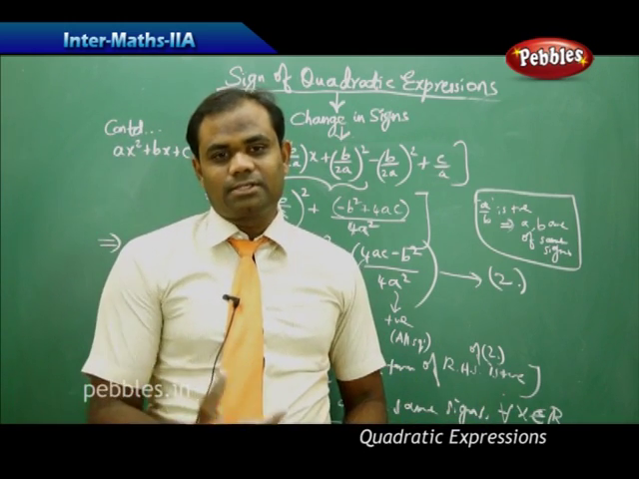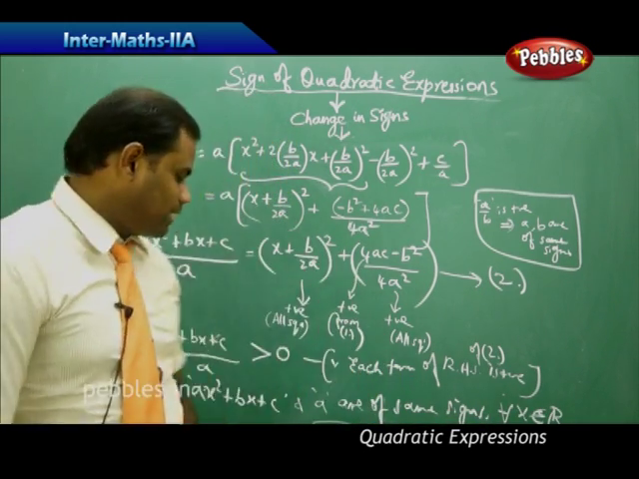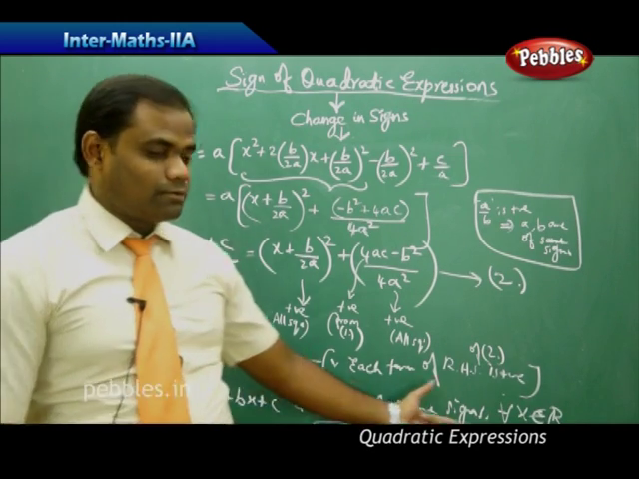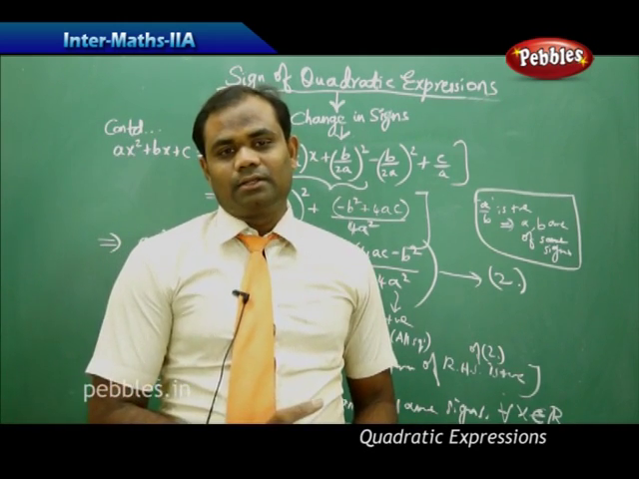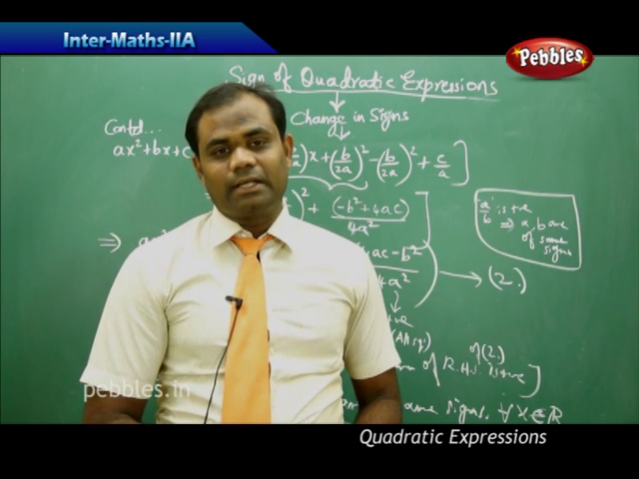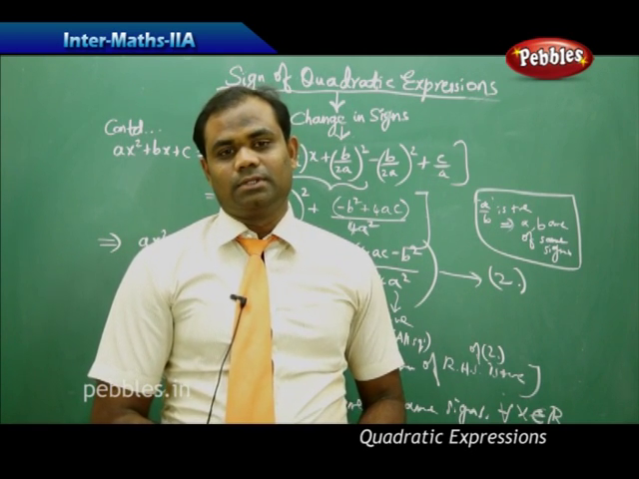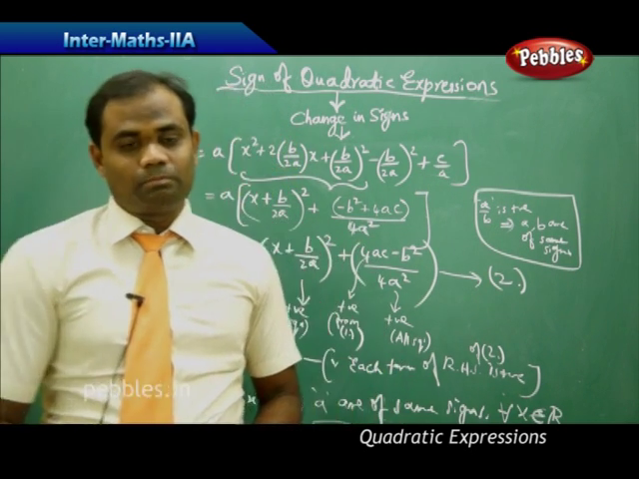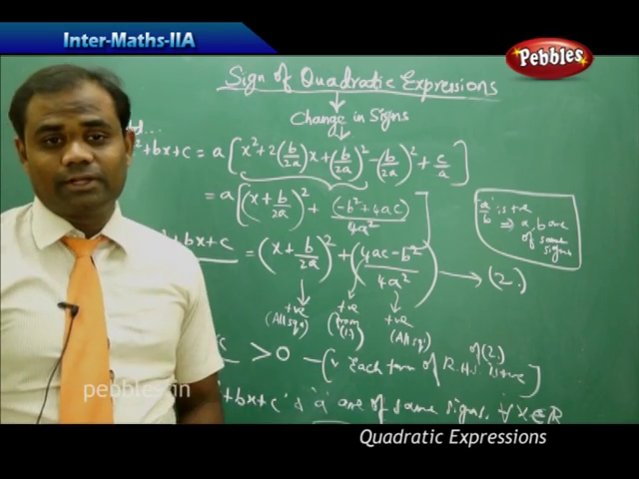Now in my converse of the theorem, I assume that the expression and a are of same sign, and I prove that the given quadratic equation has complex roots. So let's see how we can prove the converse of the given theorem.